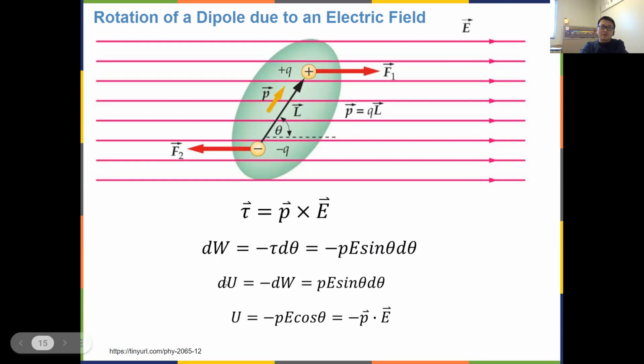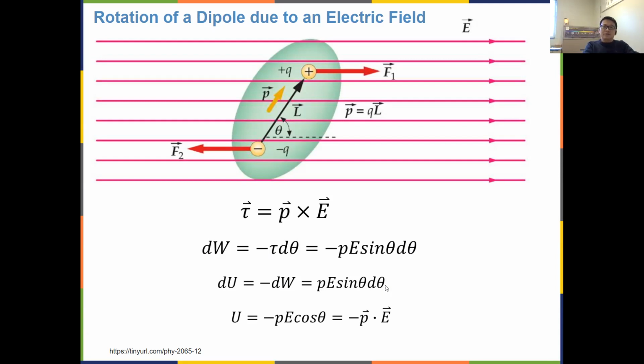So if you are looking for the change of the potential energy in this case, then it will be minus the work done. So dU is equal to minus dW. That gives you PE sine theta d theta.